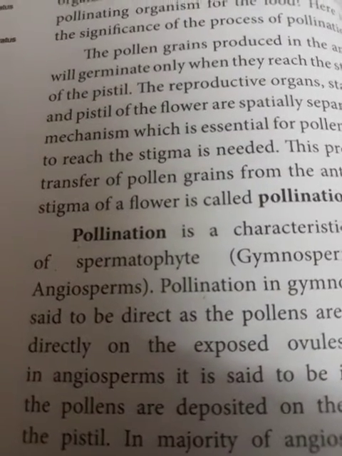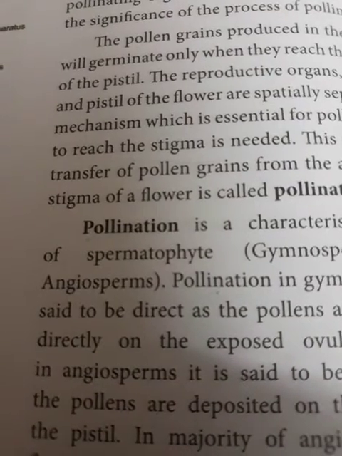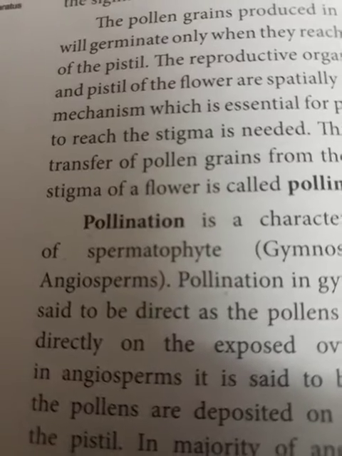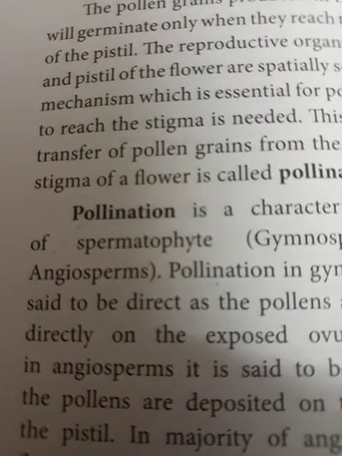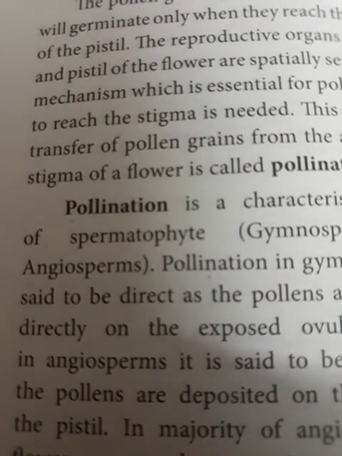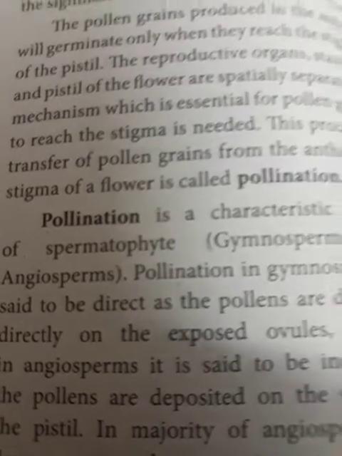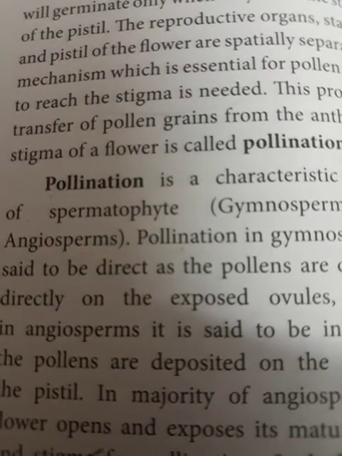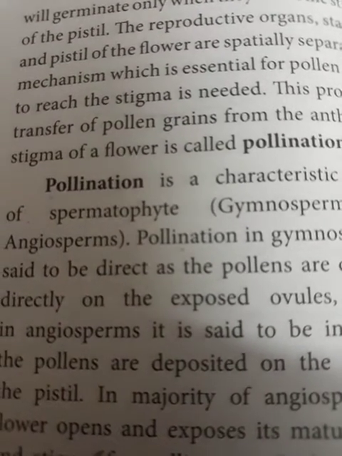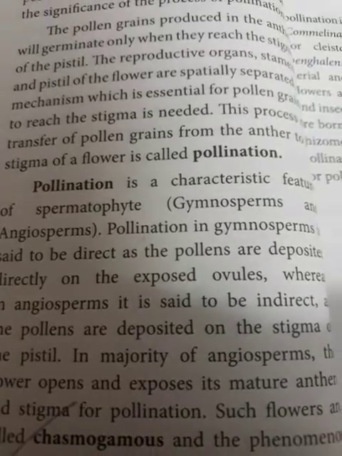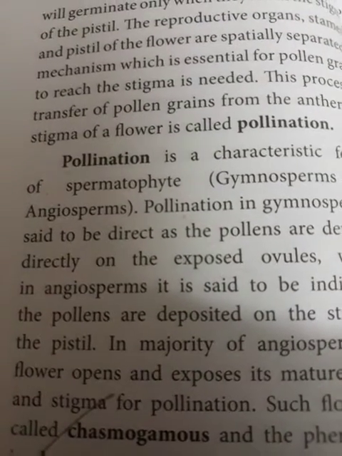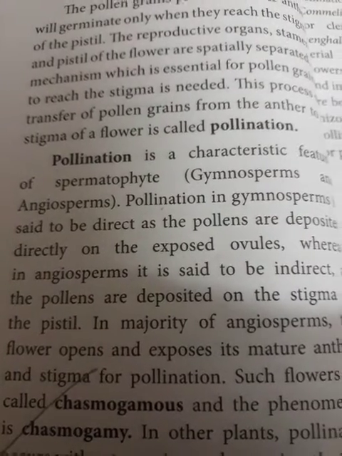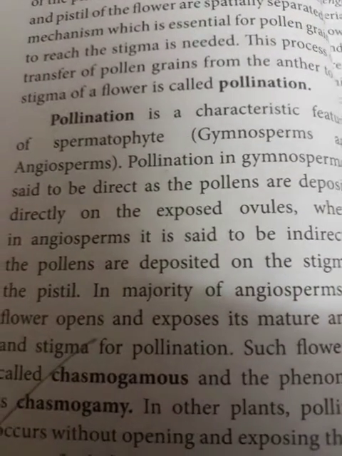Pollination in gymnosperms is said to be direct. Why? Here the ovules are naked. There is no ovary. That's why it is called gymnosperm. So the pollination in gymnosperms is said to be direct, as the pollen grains are deposited directly on the exposed, naked ovules. That's why it is called direct pollination. Whereas in angiosperms it is said to be indirect, because the pollen grains are deposited on the stigma of the ovary.